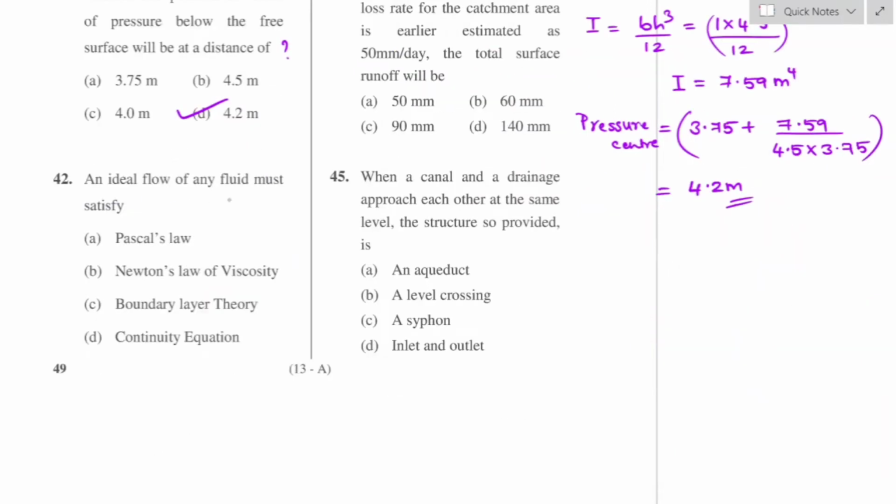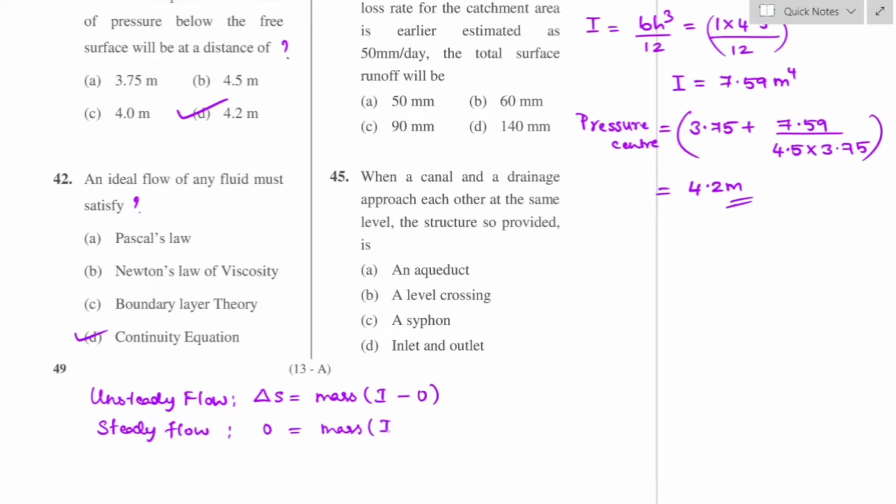Number 42. An ideal flow of any fluid must satisfy the continuity equation. Option D is the right answer. This continuity equation represents the law of conservation of mass for analysis of uniform flow. In general, for unsteady flow, change in storage is equal to mass inflow rate minus mass outflow rate. And for steady flow, the change in storage will be 0. So it is mass inflow rate minus mass outflow rate.